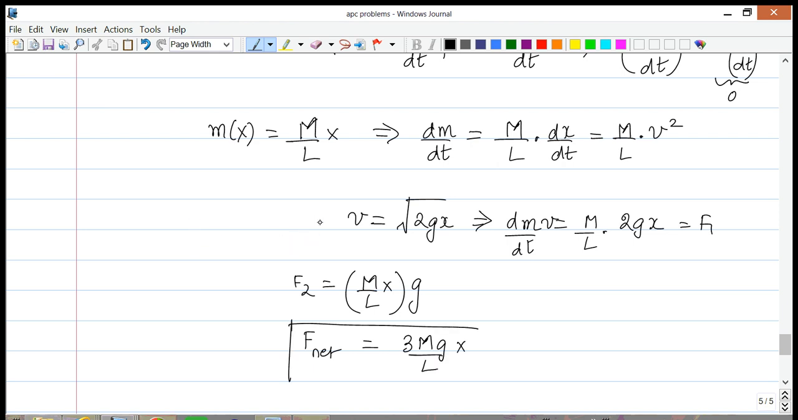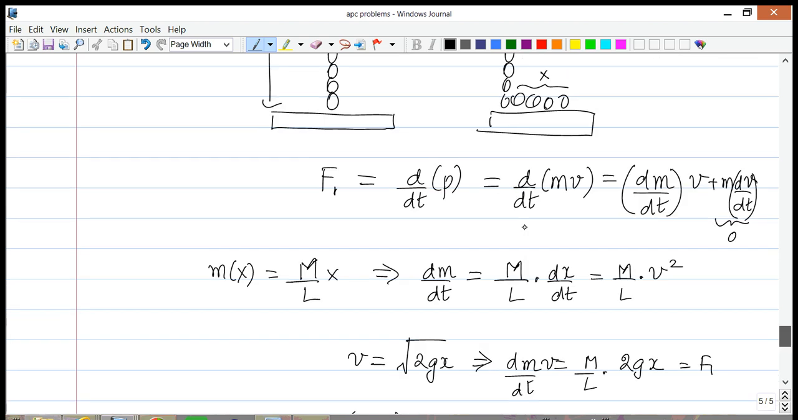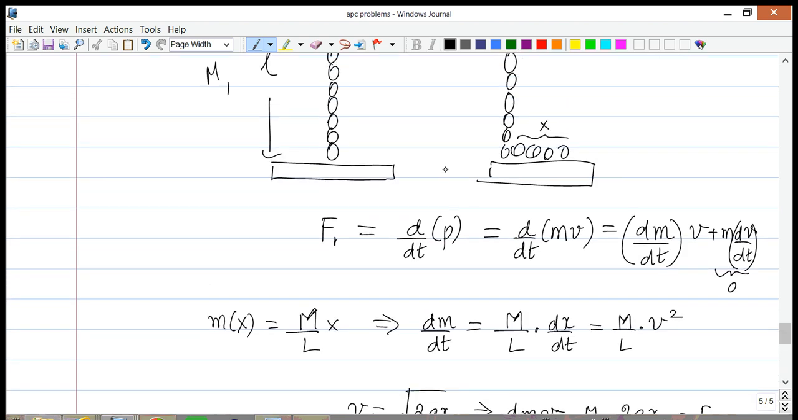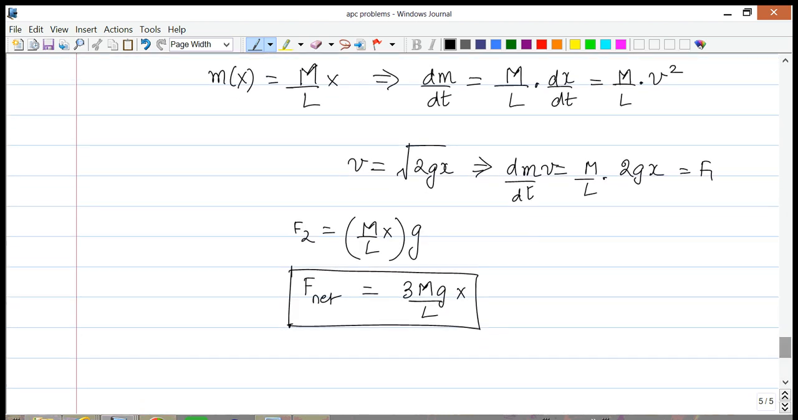So once again in this problem, one force is simply due to all the mass that's sitting on the scale, and the second one is because of the change in the mass. The change in the mass also adds a force, and that force ends up being twice mgx over L, and so the total force is equal to 3 times mgx over L.